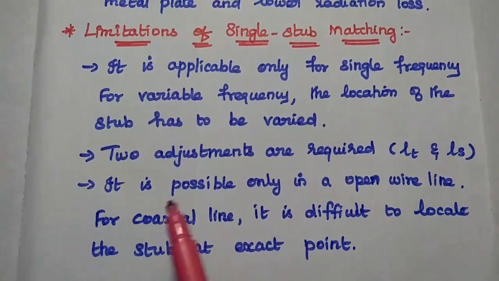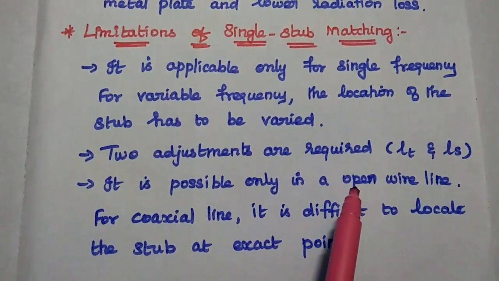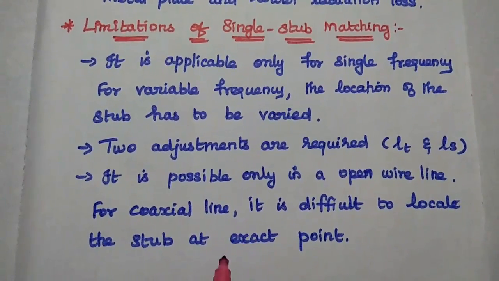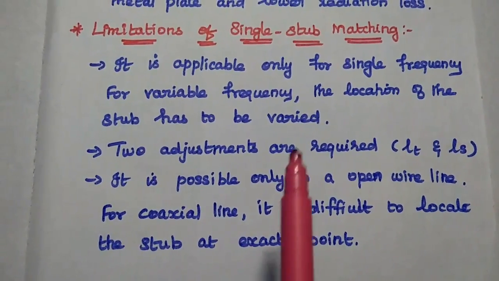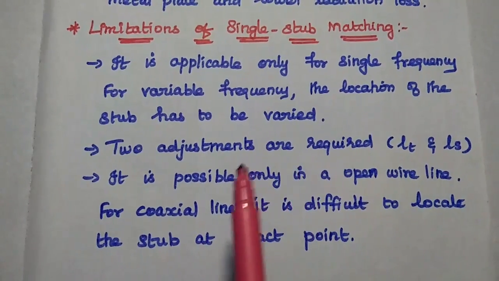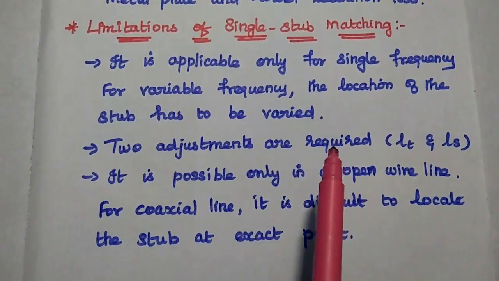Okay, then it is possible only in an open wire line. In case of coaxial line, it is difficult to locate the stub at the exact point. So these all are the limitations of single stub matching. That's why we move on to the double stub matching.